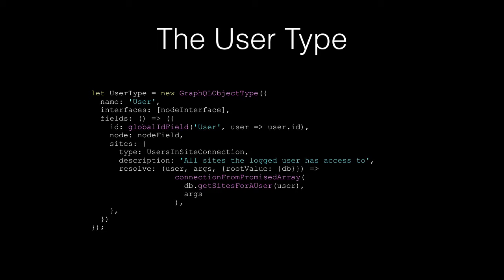In my case, get sites for a user is a helper function that returns a promise that resolves to an array. And so you wrap that with this helper function that's called connection from promise array that knows how to wait for the promise and then get the array and turn it into something that works well with the user's site connection type. So again, it's just boilerplate in a way. The documentation describes all the helper functions that you can use, depending whether you return a promise or not, or callback, whatever.